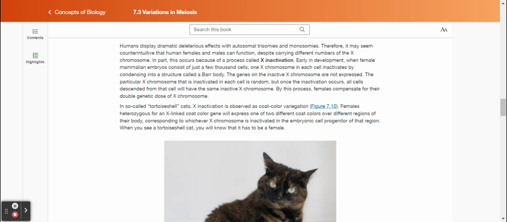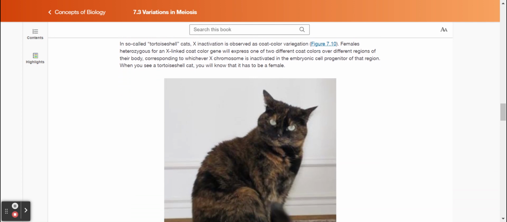Early in development, when female mammalian embryos consist of just a few thousand cells, one X chromosome in each cell inactivates by condensing into a structure called a Barr body. The genes on the inactive X chromosome are not expressed. The particular X chromosome that is inactivated in each cell is random, but once the inactivation occurs, all cells descended from that cell will have the same inactive X chromosome. By this process, females compensate for their double genetic dose of X chromosome.